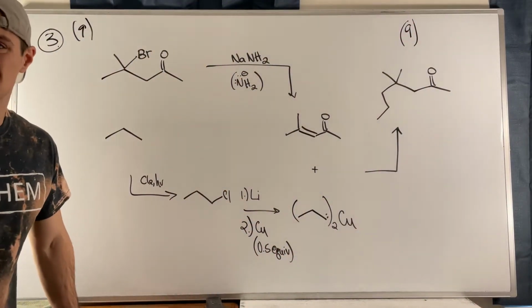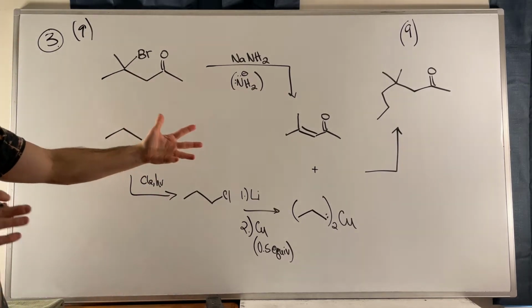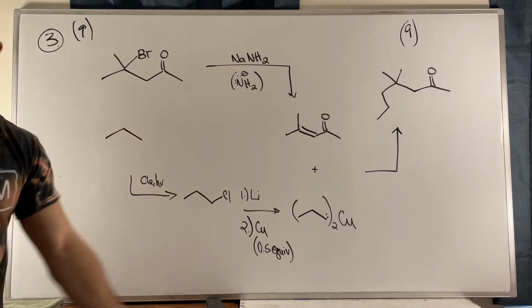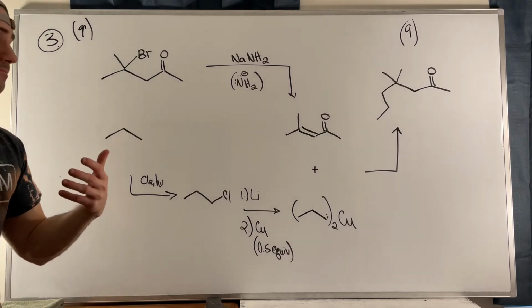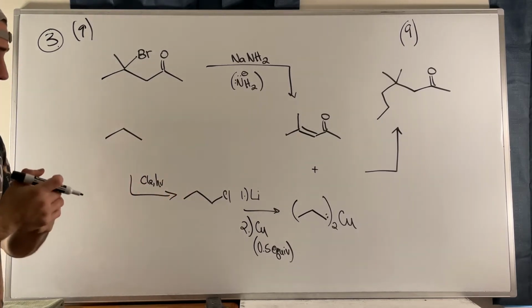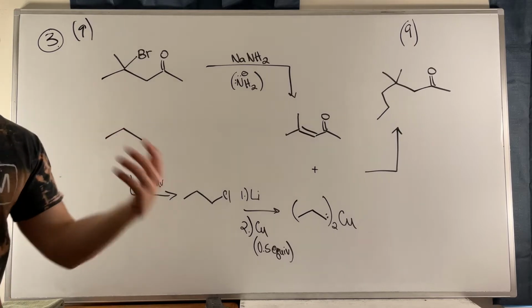But this is a weird kind of target molecule. We don't see a familiar 1,5-dicarbonyl. We don't see an alpha-beta unsaturated carbonyl. We don't see a 1,3-hydroxycarbonyl. What's going on?